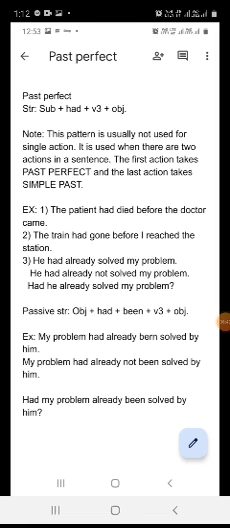But maybe there are some more actions here which are not visible. The word like already, it shows that there may be another action also. For example, he had already solved my problem.